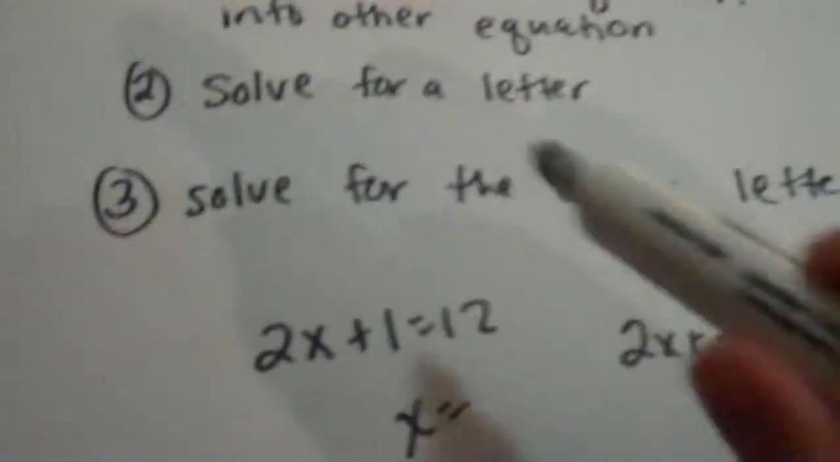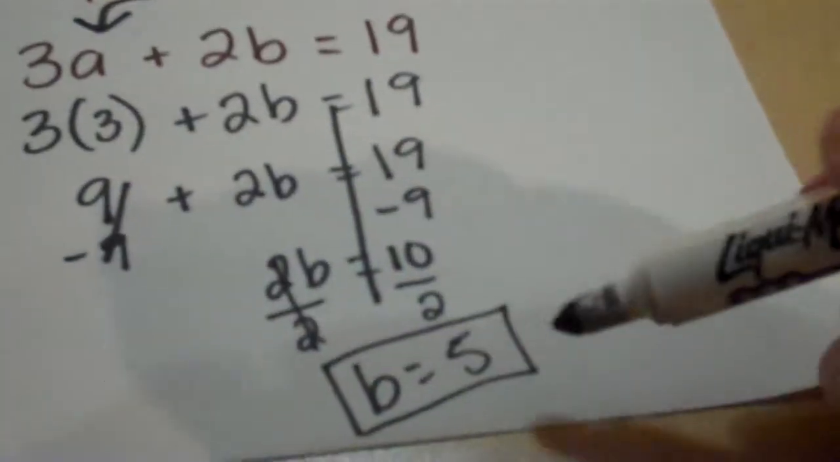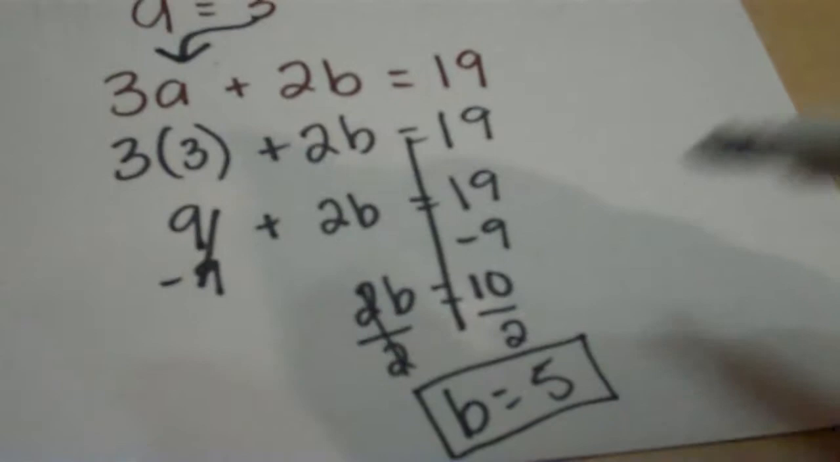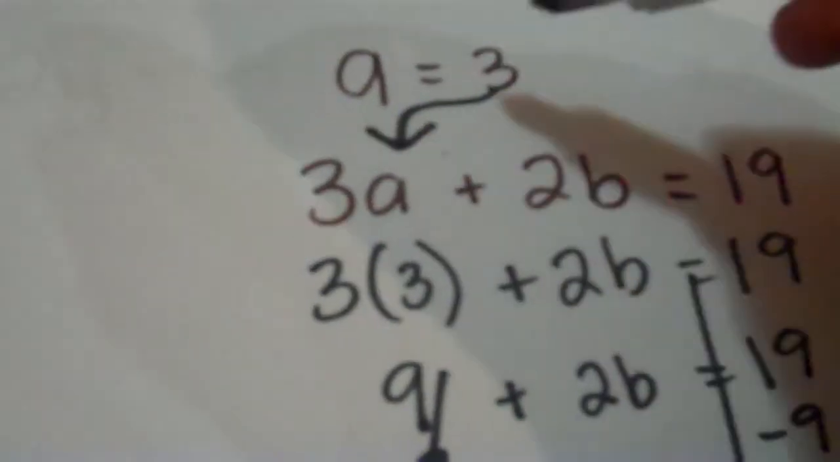Now the last step we actually don't have to do on the super simple one. It says solve for the other letter. Well, I know b is 5. So normally, and you'll see this in a second, you'd have to figure out what A is. But on this one, I already know what A is. A is 3. So my answer I'm going to put is A equals 3 and B equals 5.